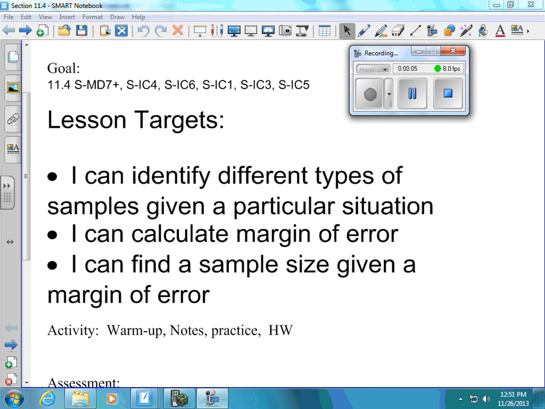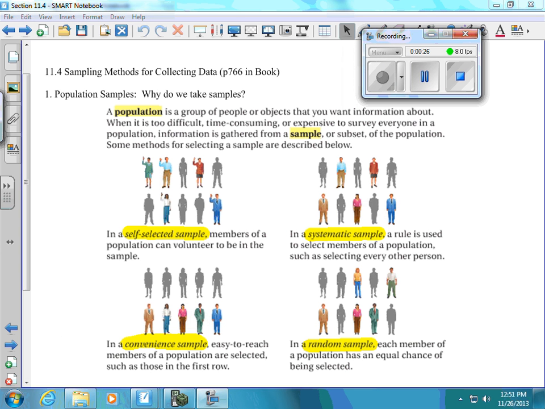Quick lesson today. Today's targets are: I can identify different types of samples given a particular situation, I can calculate margin of error, and I can also find sample size given a margin of error. So margin of error and data collection are things we're going to use in your project coming up for this unit.